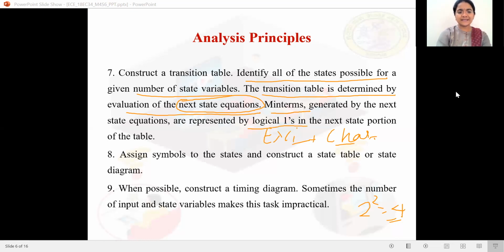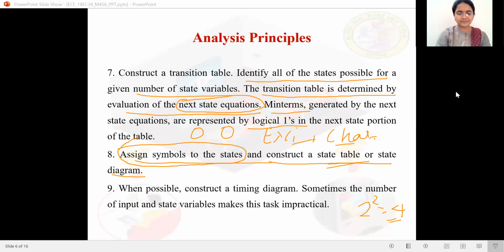And the next step is to assign symbols to the states and construct a state table or state diagram. While writing the transition table, we use binary values, that is 0 0, 0 1, 1 0, 1 1, depending on the number of states we have. But while writing the state table, we have to assign symbols to the states.